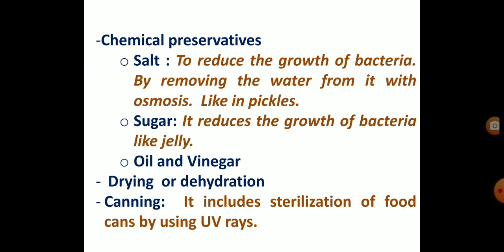Then canning. In this method we sterilize the food and seal it in an airtight container. This prevents it from getting spoiled for over a year. So these all were the methods of food preservation. Now this chapter is over.